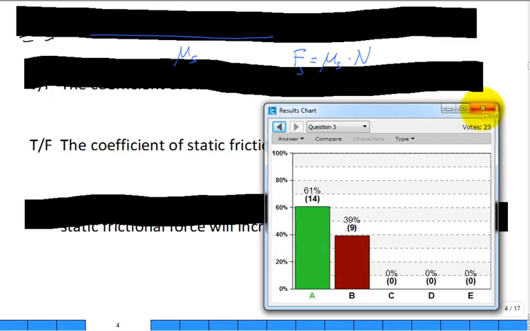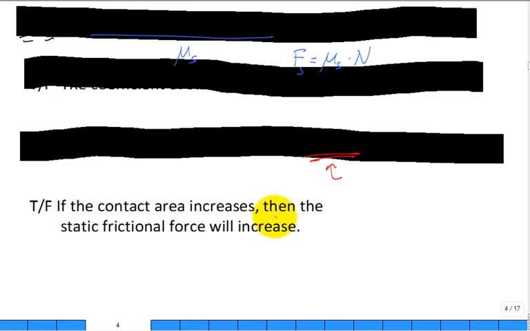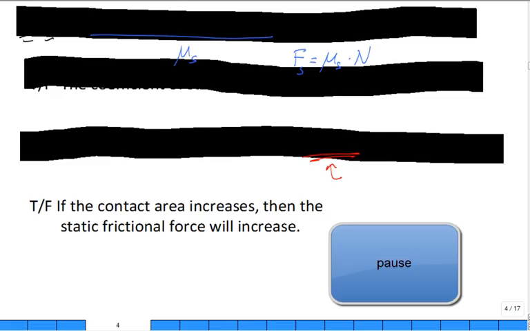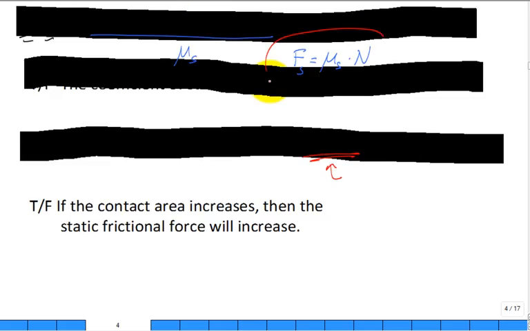All right, a lot of you had it right. So, if the contact area increases, then the static frictional force will increase. True or false? The answer is right here. What is that equation? F of S is equal to mu of S times N. In that equation, where is A? Non-existent. And so if the contact area increases, but N remains the same and the coefficient remains the same, then there's no change.